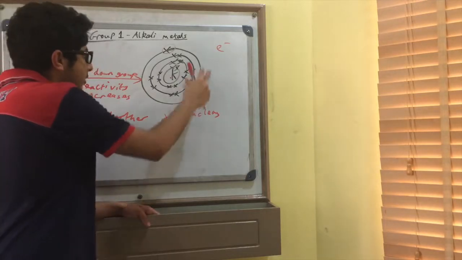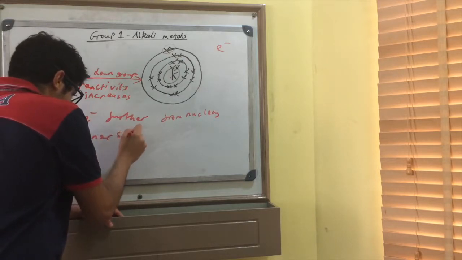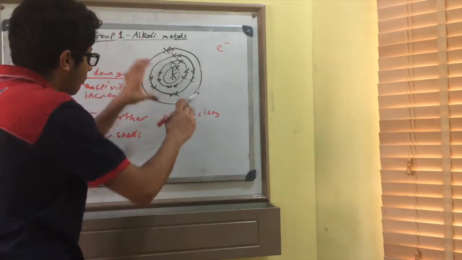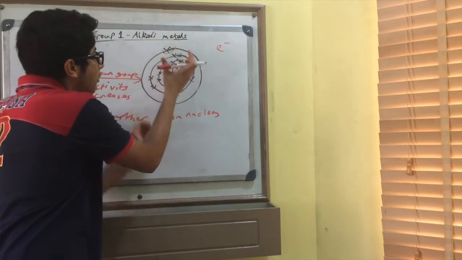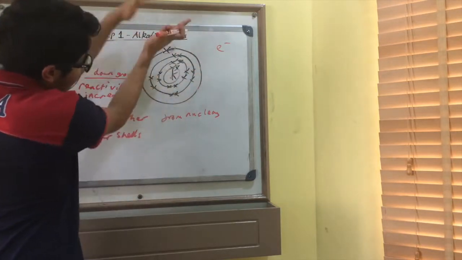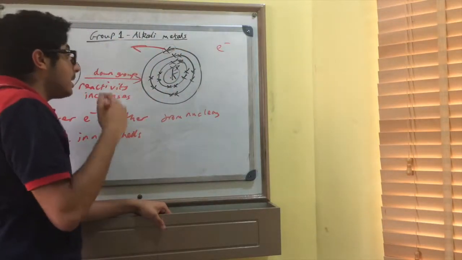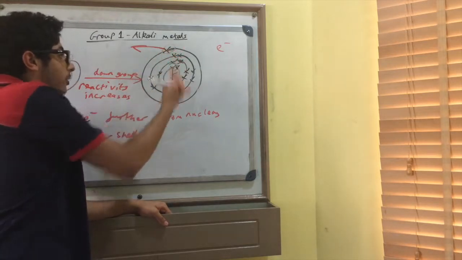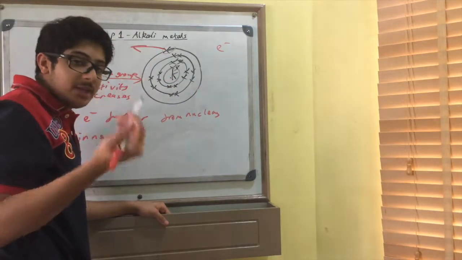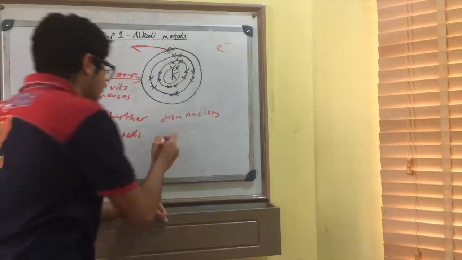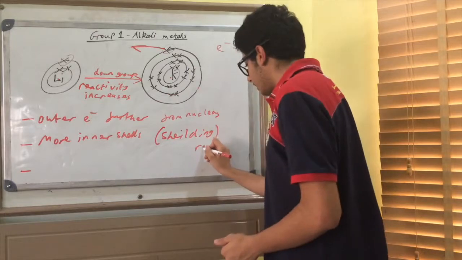And so, because the outer electron is further from the nucleus, why is it further from the nucleus? Because you've got more inner shells. And because you have more inner shells, you have more inner electrons, which are also negative. And so, there's more repulsion force pushing this electron away. Remember, the reactivity of these metals is based on how easily they lose that electron. If there's a bigger force pushing the electron away, they're going to lose it more easily, making it more reactive. And this is called shielding, or you could call it repulsion.